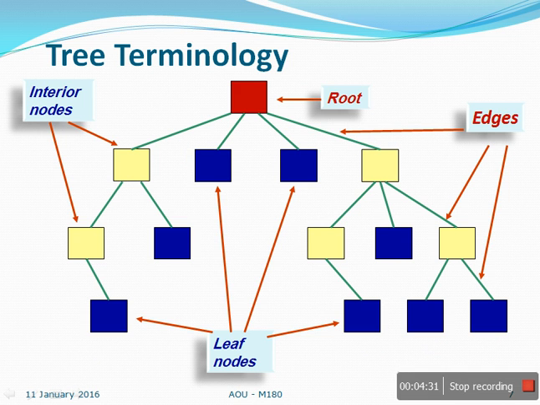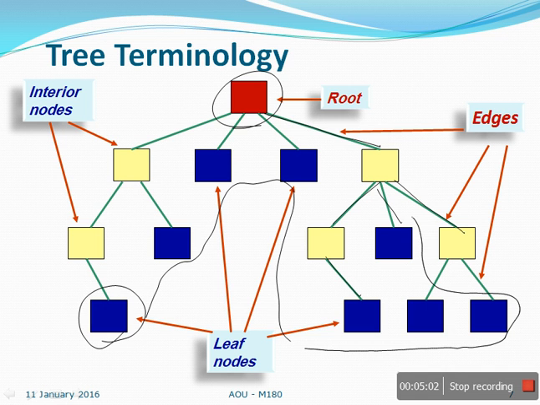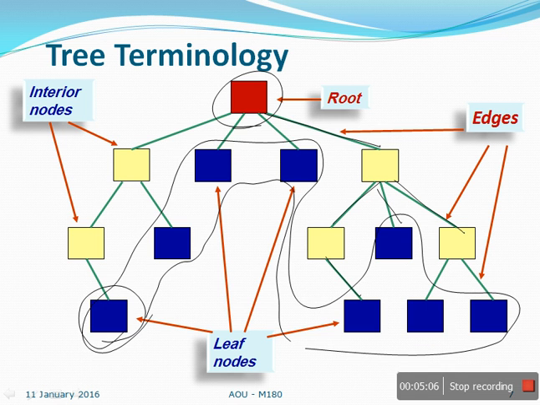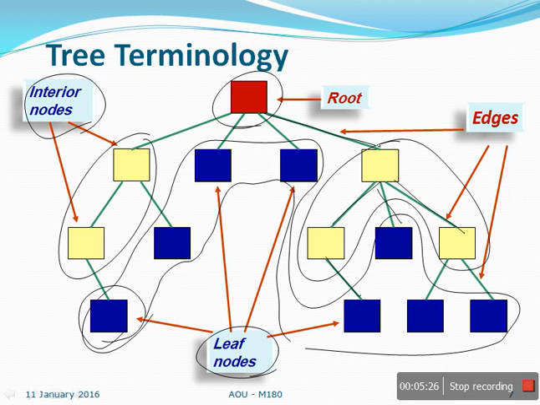Now let's look at some tree terminology. In the tree we have the root, that is the node at the top level, from which all other children will come; that is called the root node. The lines connecting one node to another, for example these lines, are called edges. The nodes which do not have children, for example these nodes in blue, are called leaf nodes, that is the end of the tree. And the nodes which are in between the root and the leaves are called interior nodes. The ones marked in yellow over here are interior nodes.